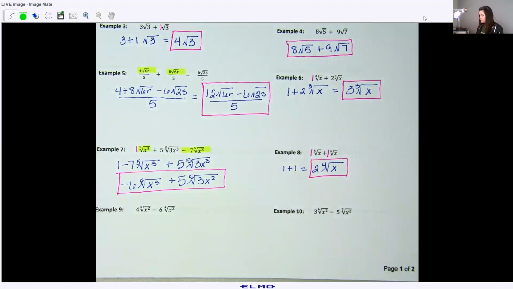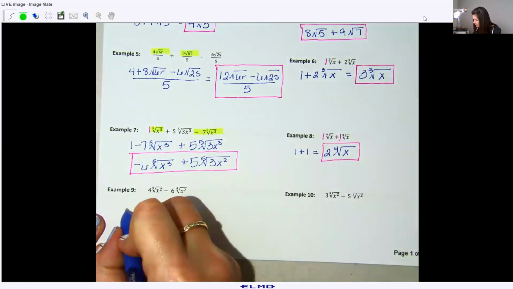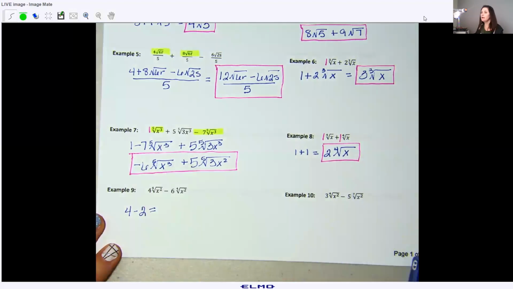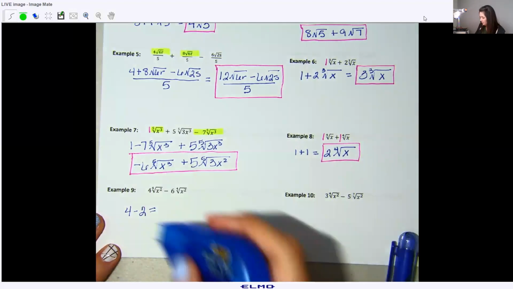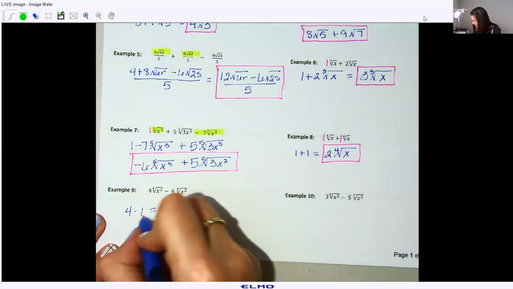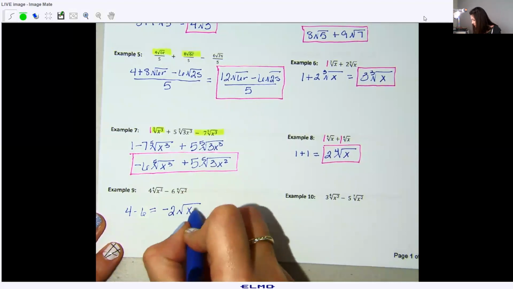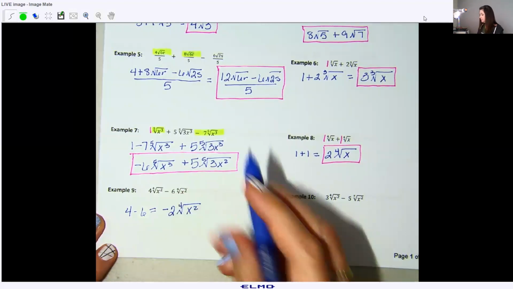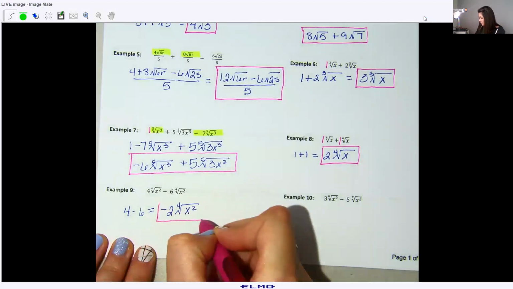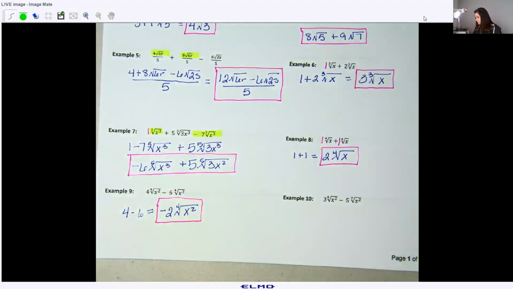Number 9, our radicands and indexes are the same, so we can combine these. 4 minus 6 equals, I was thinking negative 2 when I wrote that, but 4 minus 6 is negative 2x squared to the root of 4. And there you have it. Notice I simplified my steps a little bit from what I was doing above.